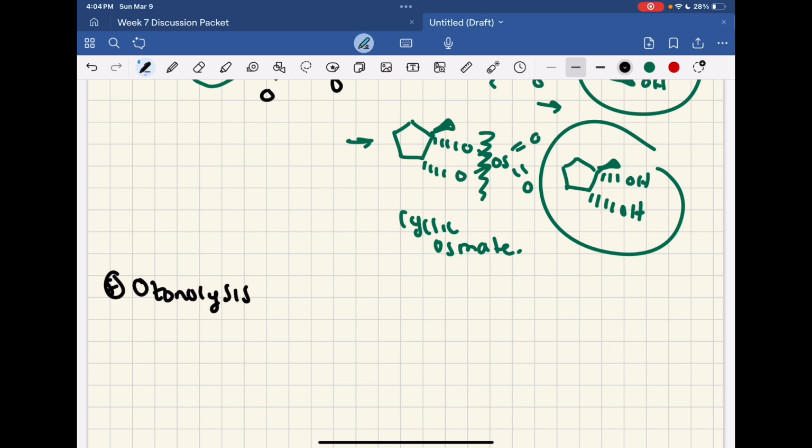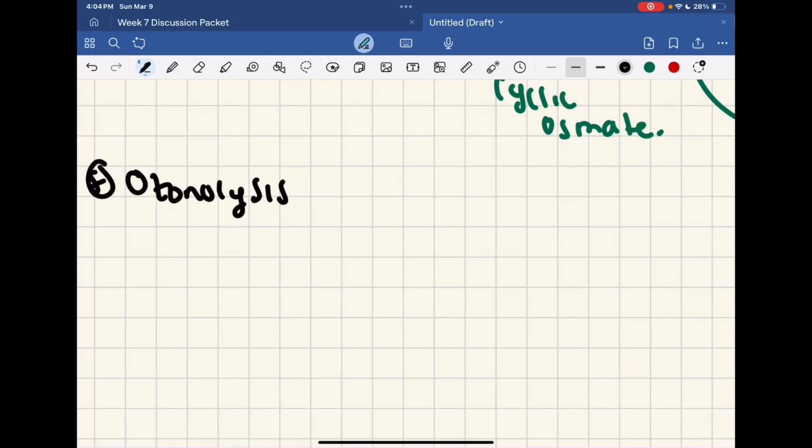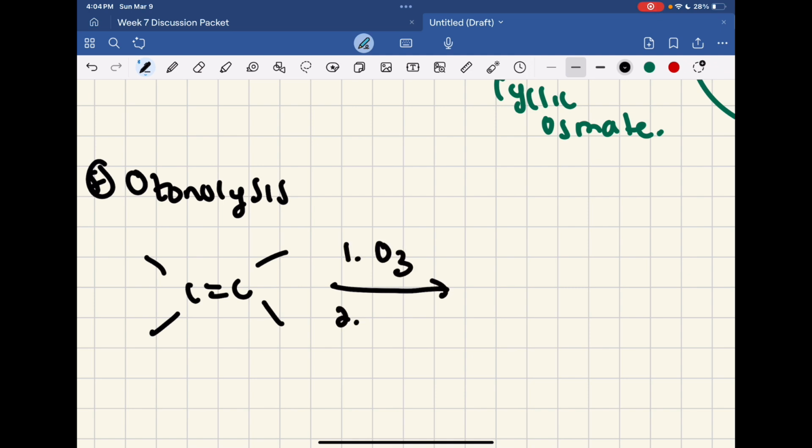Ozonolysis. Okay, so it's essentially throwing ozone on these molecules. And if I just showed a generic double bond again, the reagents are going to be always step 1, ozone, O3. Step 2, this reagent called dimethyl sulfide. So you might see it as (CH3)2S or sometimes DMS, just dimethyl sulfide. Those are some equivalent ways of doing that.